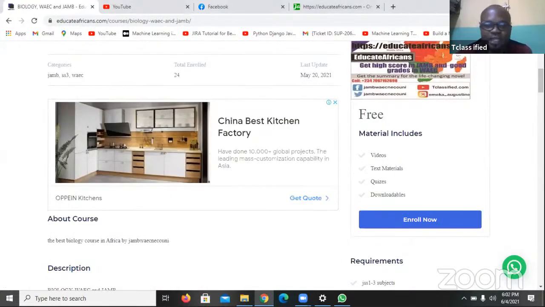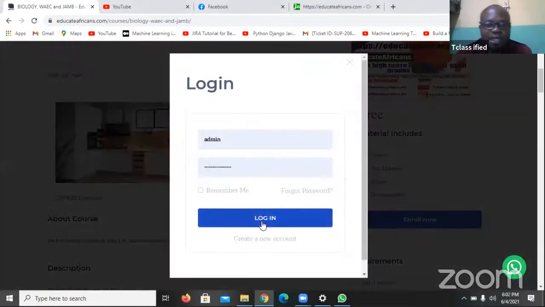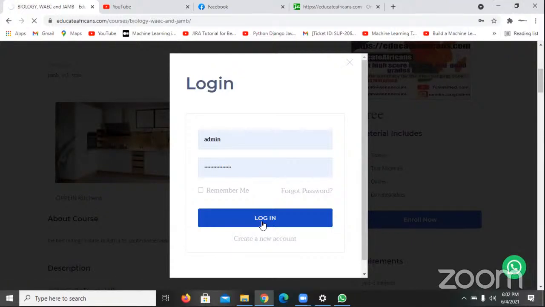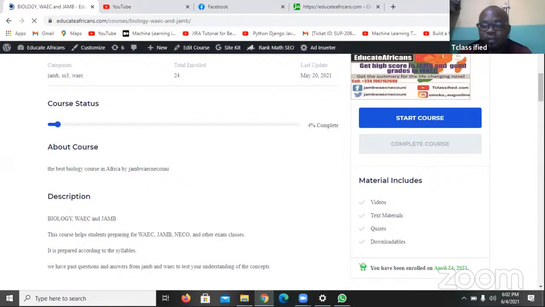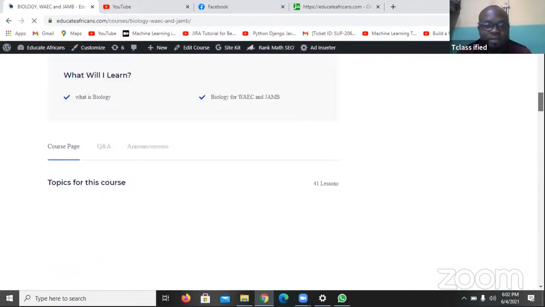Once you're here, you can just click on enroll and log in. I'm logging in as an admin because I've already created login details. You're supposed to have your login details before you can see the lectures. So make sure you created an account and make sure that you're logged in. Having enrolled, now I'm going to scroll down.